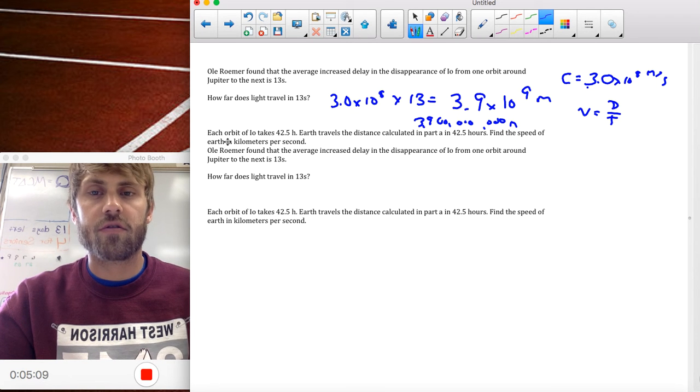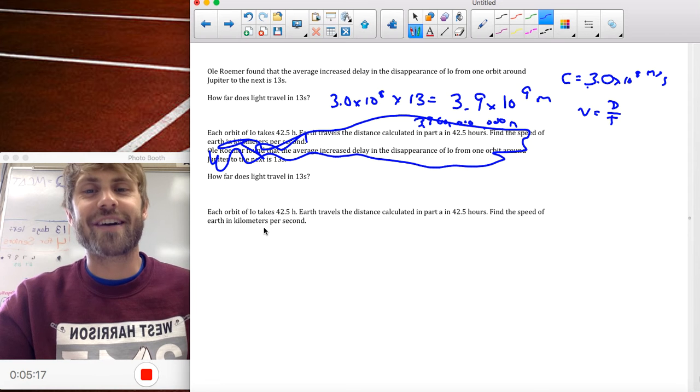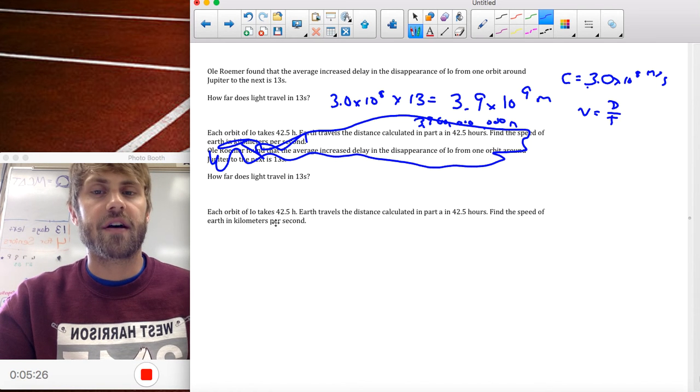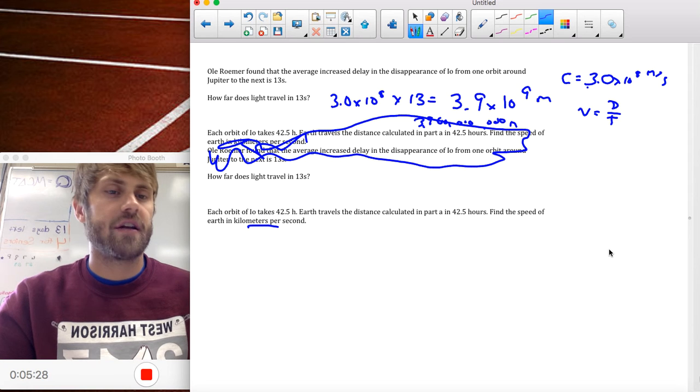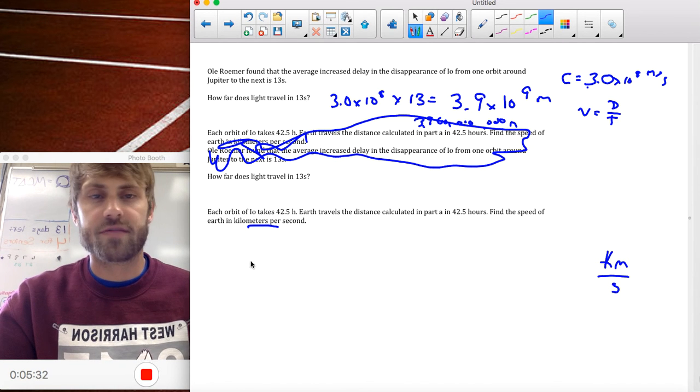Each orbit of Io takes 42.5 hours. Earth travels the distance calculated in part 1 in 42.5 hours. Find the speed of Earth in kilometers per second. So this is kind of a throwback to that first chapter. So I want kilometers per second.